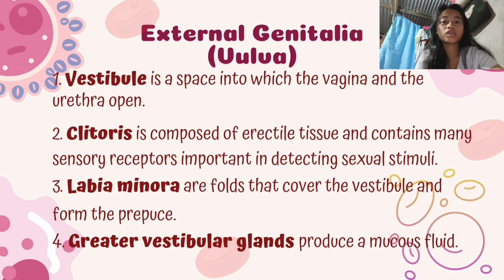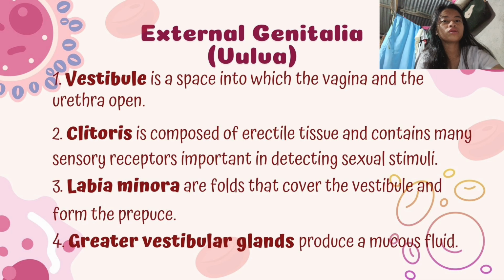Next is the external genitalia or vulva. The vulva refers to all the external reproductive structures that can be seen outside the female body, and these structures protect the internal organs and play a role in urination, sexual stimulation, and childbirth. So, let's talk first about the vestibule.